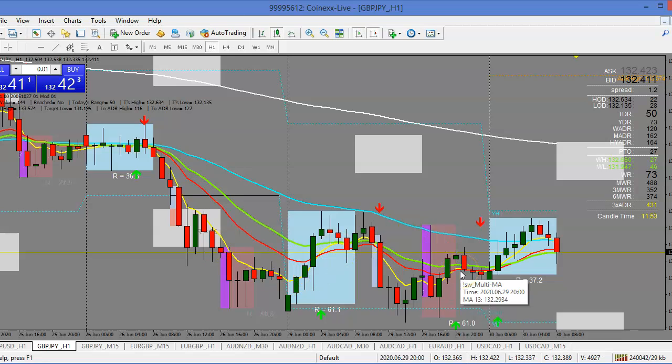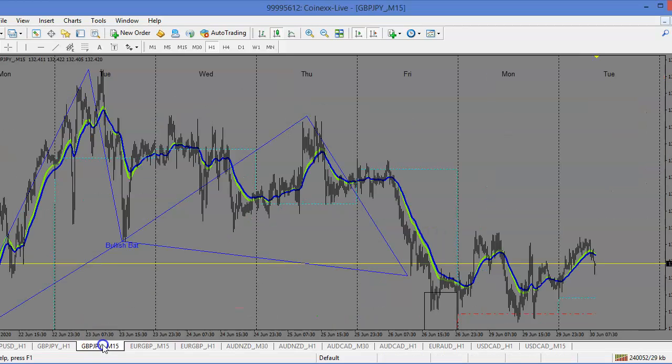The dollar is weak. The yen is king right now. So I would definitely sell this because UCAD and EURGBP seem to be rallying.